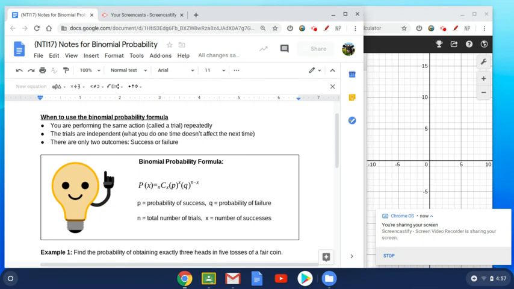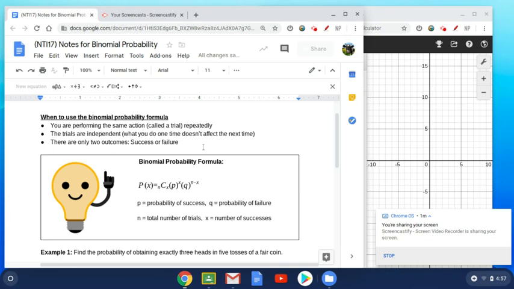The conditional probability was the one that had the word given, or it could have had a line in it, okay? But what it did was it gave you a rule that you had to follow. So it said, what's the probability of drawing a jack given that it's a red card? So then you were only allowed to look at the red cards. This last type of probability is called binomial probability, and we only use it in specific circumstances. And I've got those circumstances listed for you.